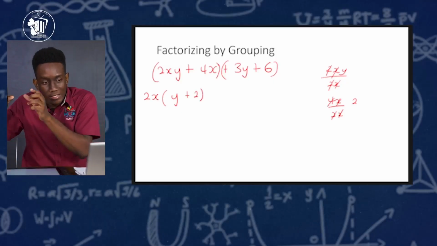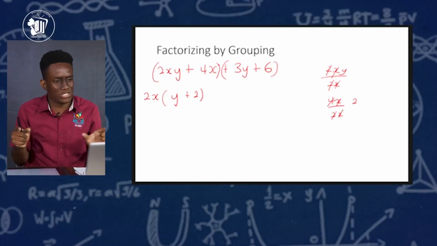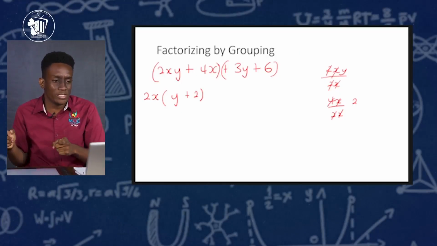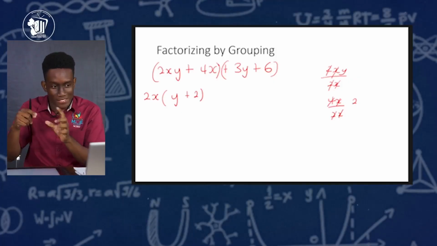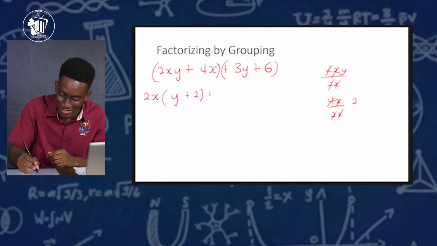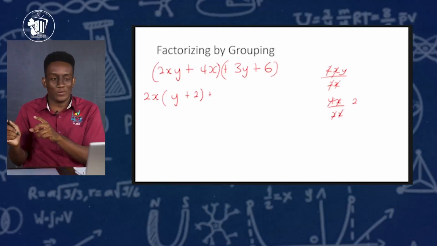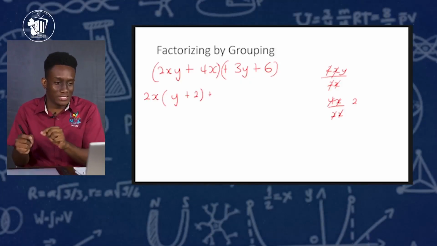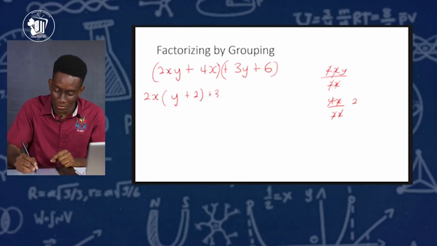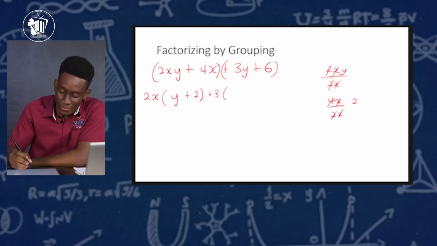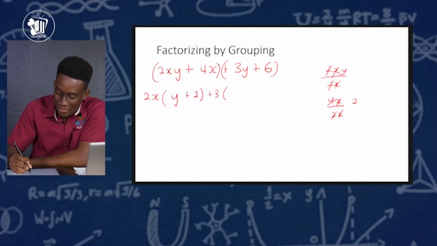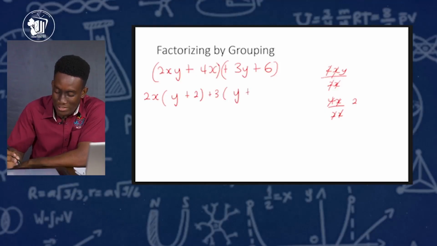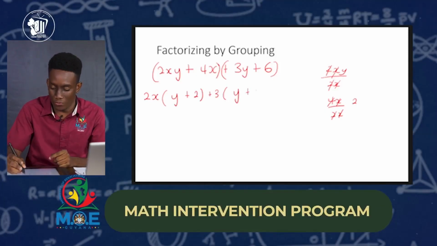And then we look at the second bracket. What is the highest common factor in the second bracket? You're always factoring out whatever sign is in front. So we factor out the plus sign. And then we look at the numbers. We see 3 and 6. The highest common factor there would be 3. So when we factor out that 3, 3y divided by 3, we're left with y plus, and 6 divided by 3 would give you 2.